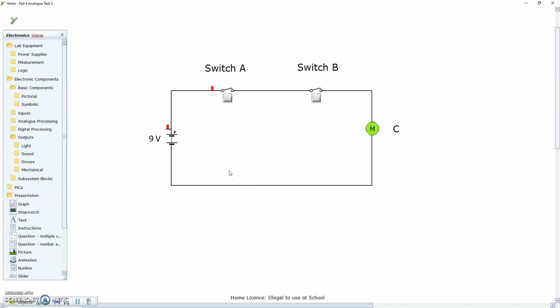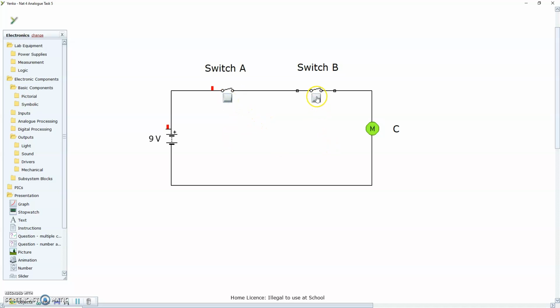Part 1 of the task is asking us what would happen if we only close switch A, and so I've closed it there. This part of the circuit is now complete because the switch is closed, but nothing's happening because switch B is offering us another break in the circuit.